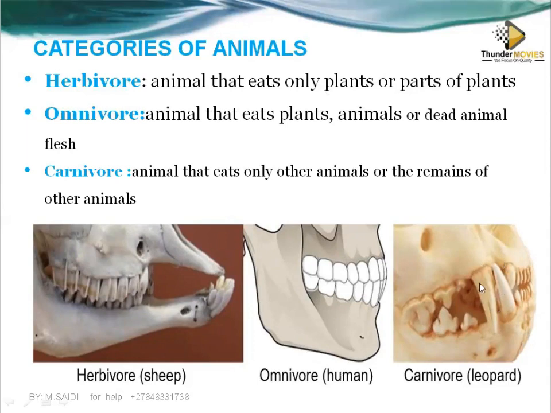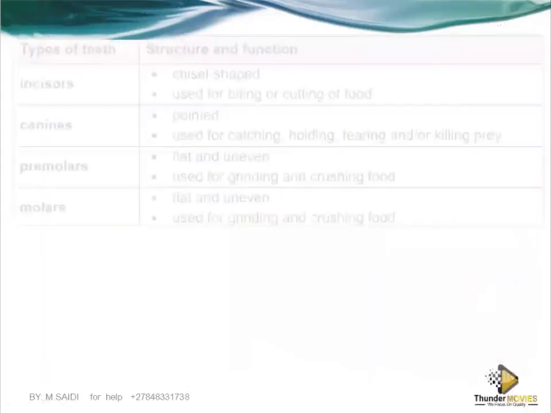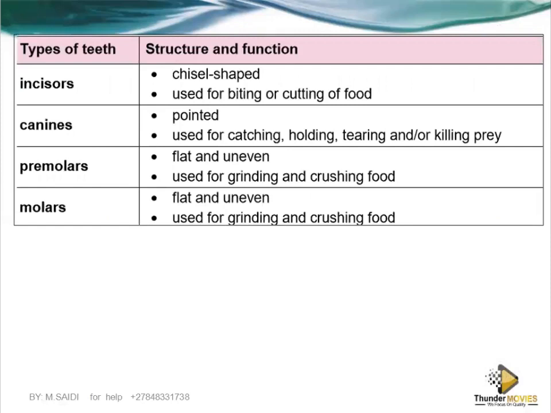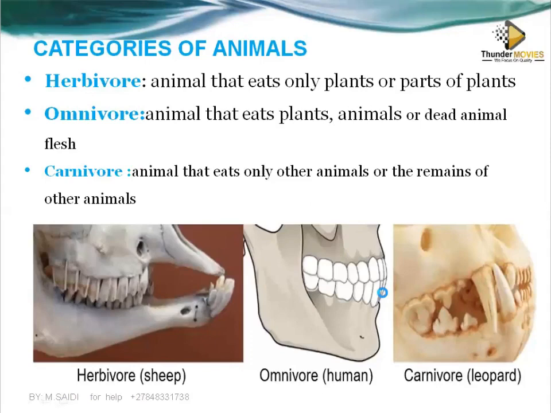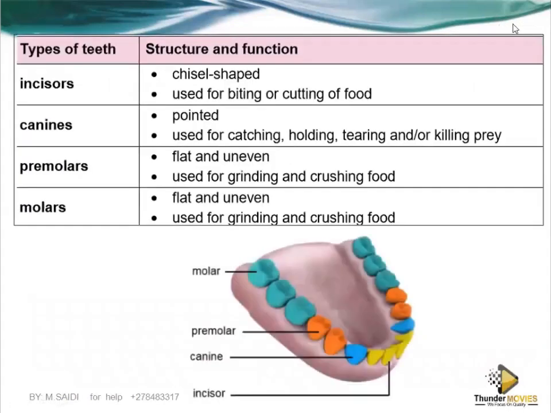If you look at these canines, they can help the carnivores to tear the meat so that they can feed on it. So if you just look at their arrangement of teeth, you can know that this is a herbivore, this is an omnivore, and then this is a carnivore. Then if you go to these teeth, you'll find out that they have different shapes. We can see them here, that they have a specific function.